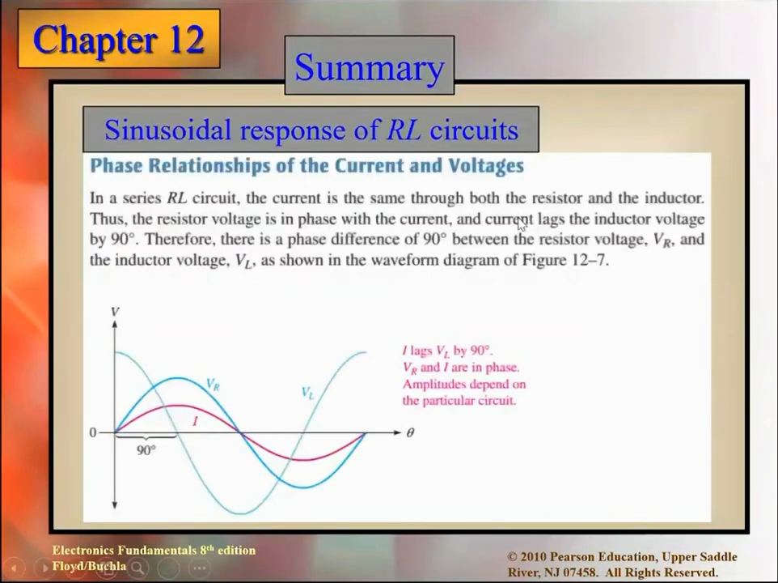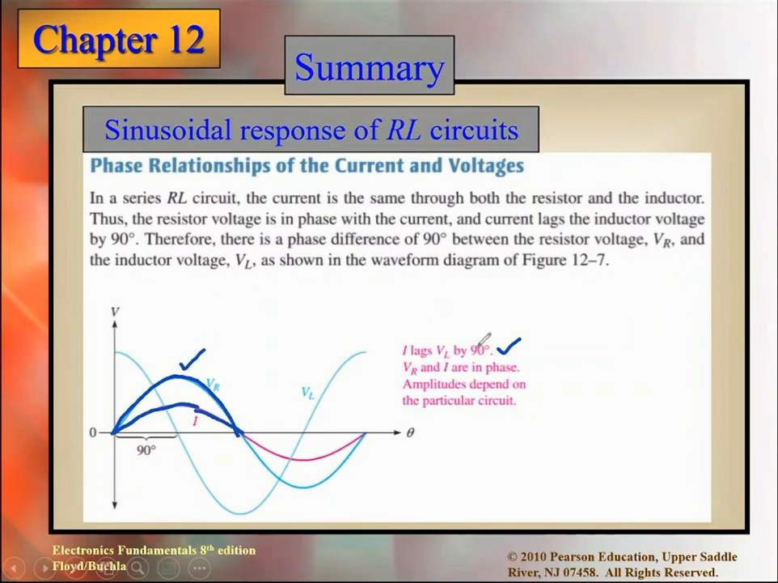So starting with the sinusoidal response of RL circuits, as I have already told you, the phasor relationship of currents and voltage. We know that I lags VL by 90 degrees, or oppositely we can say VL leads the current by 90. Here we have the current of the RL circuit flowing, and VR and I are in the same phase, meaning they start at the same time and complete the cycle at the same time, which we know already, right?